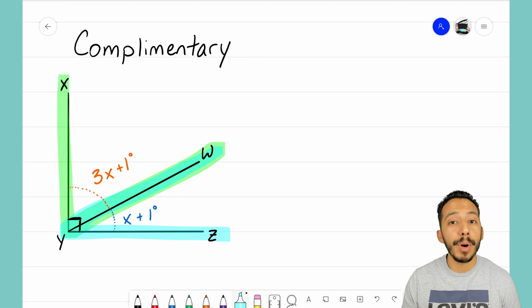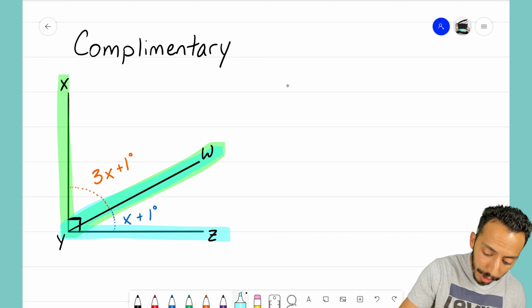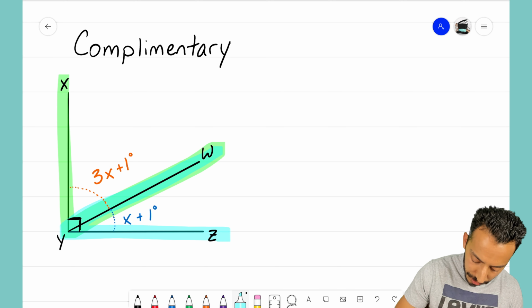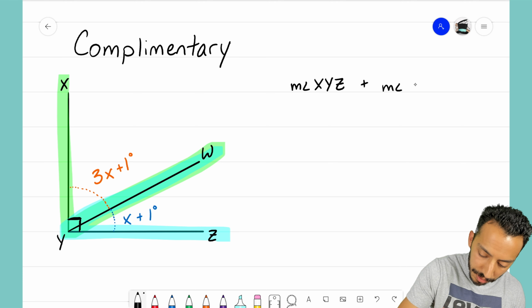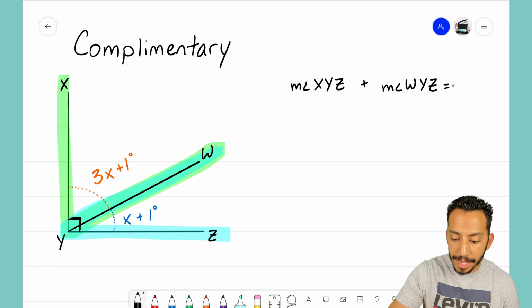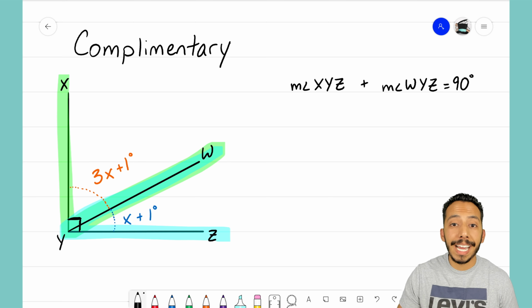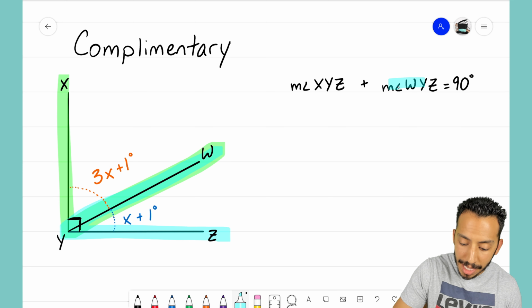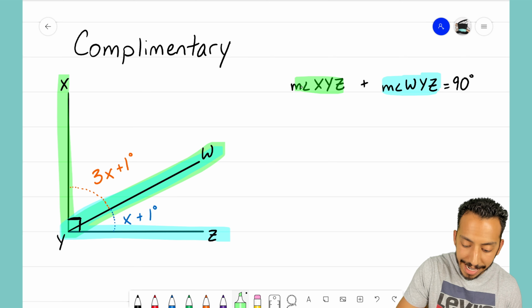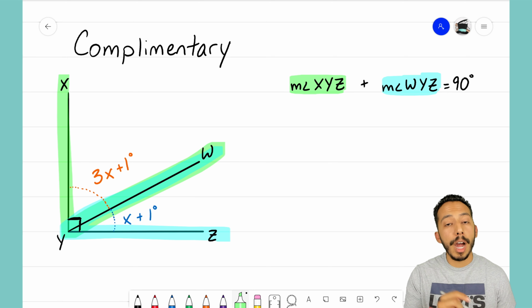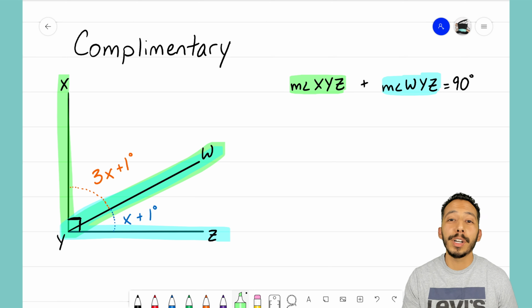Let's mark that down real quick. Let's mark down the fact that the measure of angle XYW plus the measure of angle WYZ, together those two angles are going to create our 90-degree right angle. Let me highlight those so you know exactly where that's coming from. Again, those two angles there are complementary. They are complementary because they add to 90 degrees.